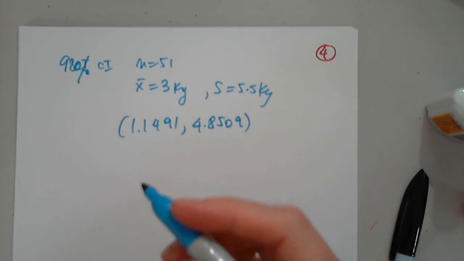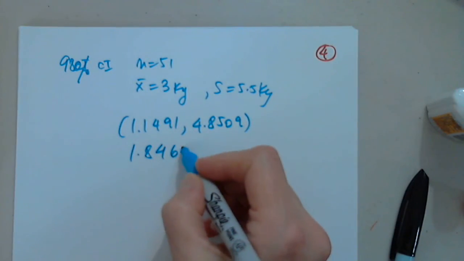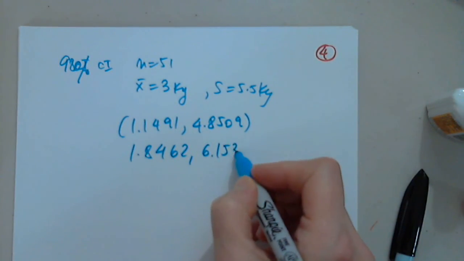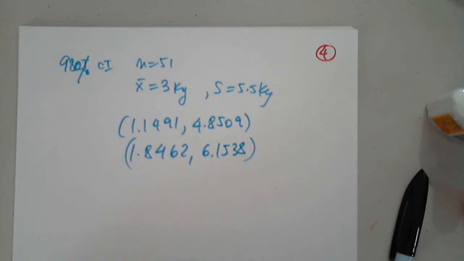Okay, 1.8462, 6.1538. One decimal place. So then 1.8 and 6.2.